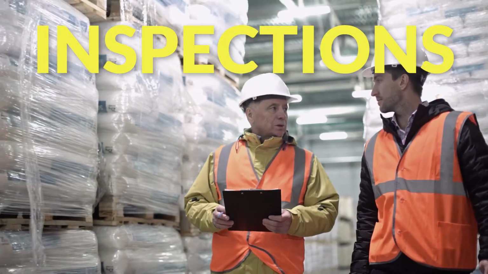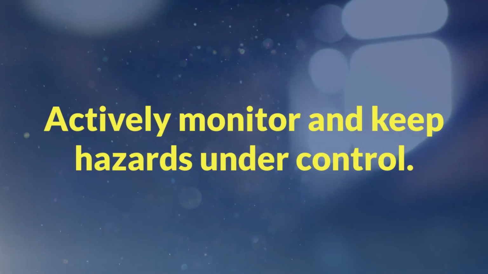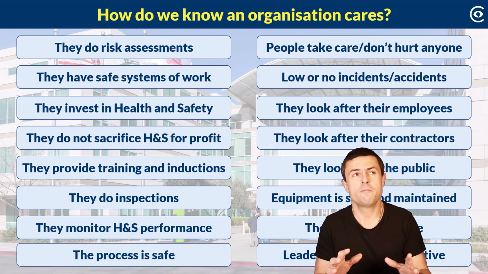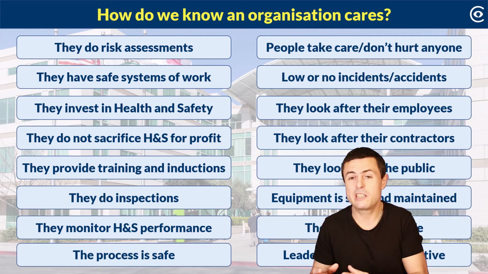Employers will do lots of things to manage the risks of health and safety incidents. They will do inspections. They will actively monitor and try to keep hazards under control on a day-to-day basis. They'll do inspections and they will check that the process and the work is safe. You can also tell if an organization cares if they actually have very few accidents and very few near misses or very little ill health.